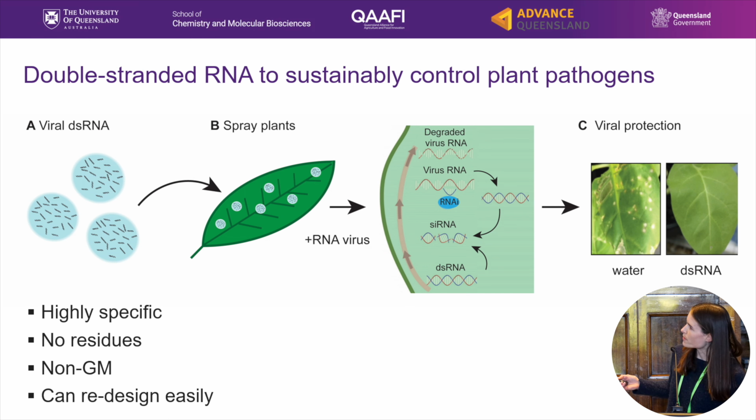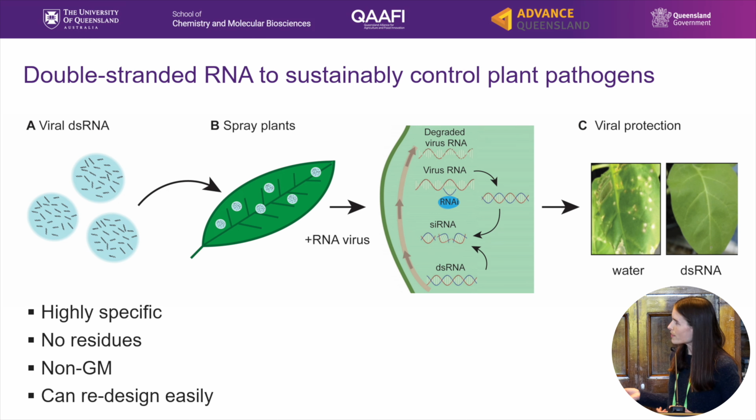What happens is that this double-stranded RNA gets recognized by Dicer proteins. They dice it up into small interfering RNA, which gets bound to other proteins and is used as a template to find any homologous RNA. In this case, it's finding homologous virus RNA, but it could be fungal messenger RNA if we're targeting fungi. And we've seen that this can actually protect plants against viruses.